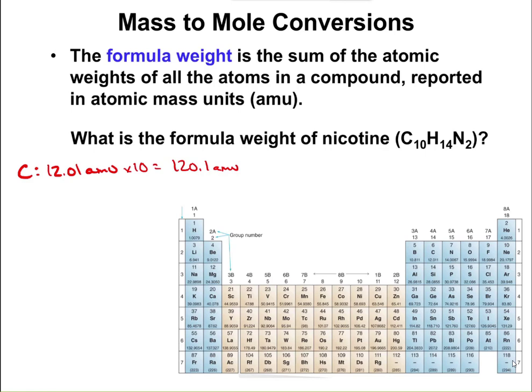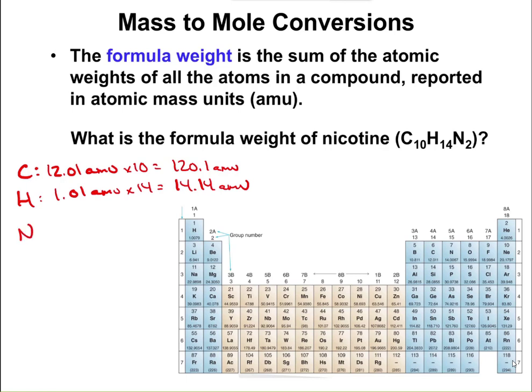So the next one is going to be H. So H is going to be 1.01 AMU, and we have 14 of those. So for this one, we're going to have 1.01 times 14, which is going to give us 14.14 AMUs for the hydrogens.